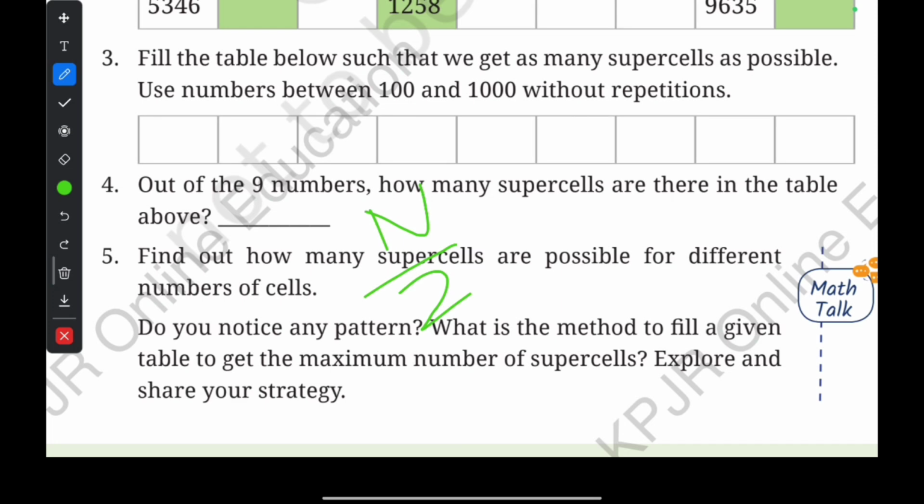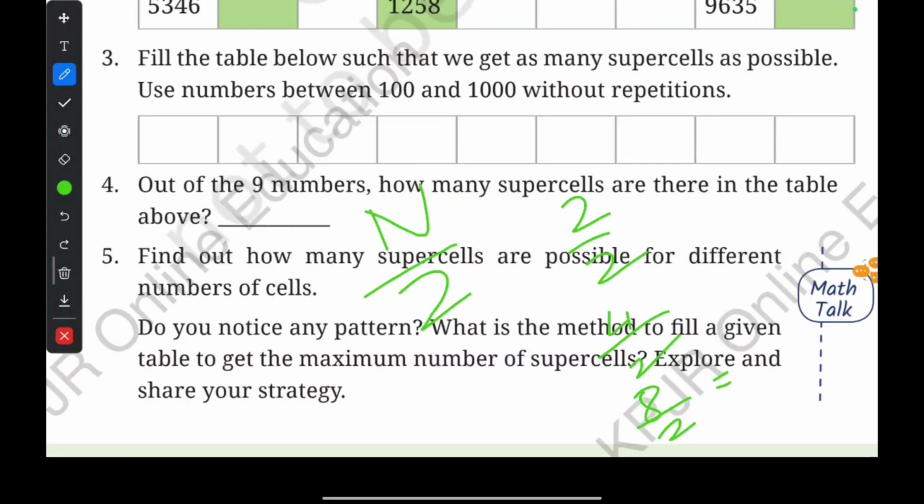What is the formula for the maximum number of supercells? n/2 for even. Suppose 2 cells means 2/2, 4 cells means 4/2, 8 cells means 8/2. Got it?